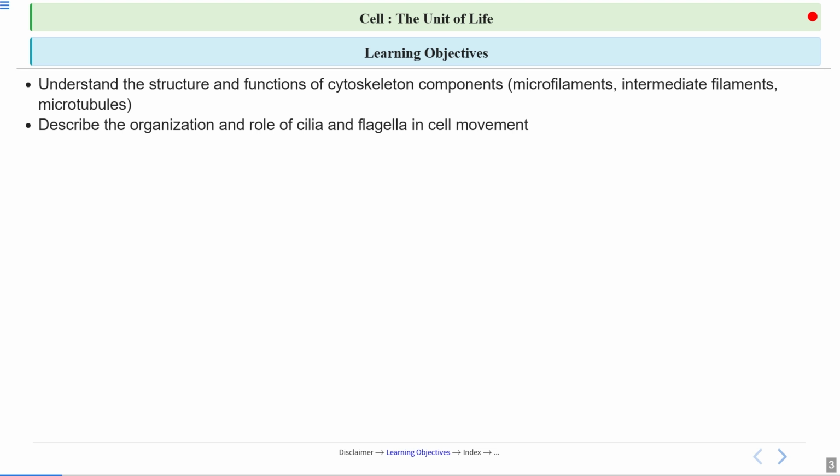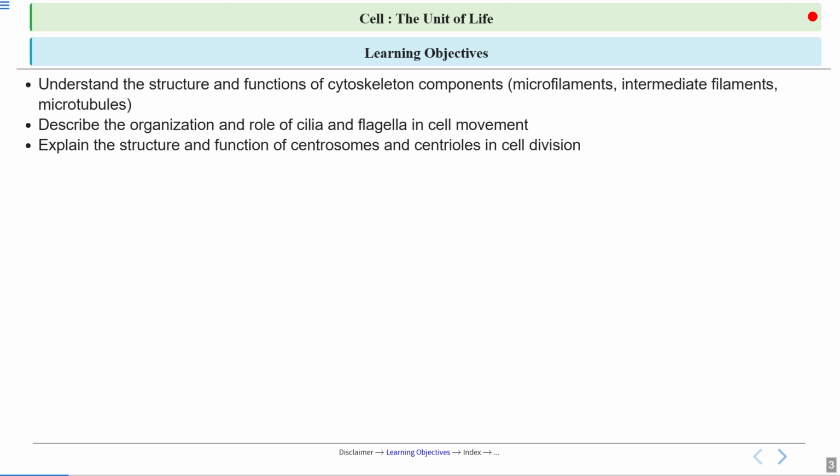We'll also describe the organization and role of cilia and flagella in cell movement. See, cilia and flagella are locomotory organs. They provide motility to the cell or to the organism. Clear? So we will talk about how the cilia and flagella are organized. Basically, we'll be talking about the structure of the cilia and flagella.